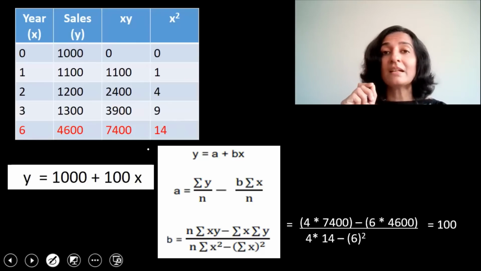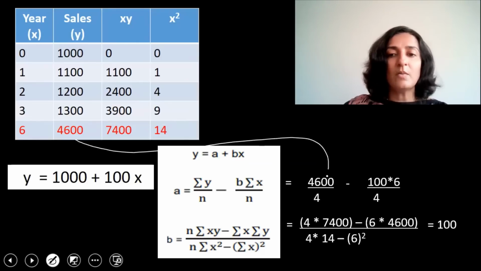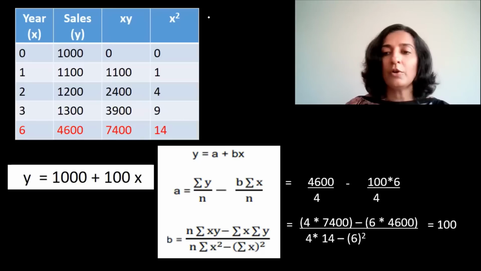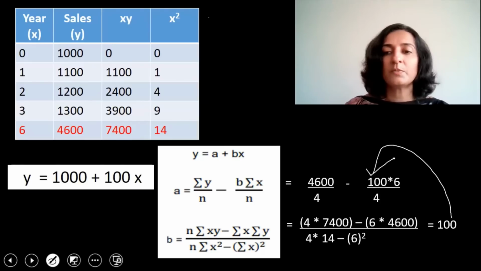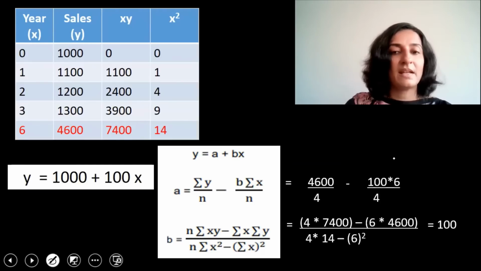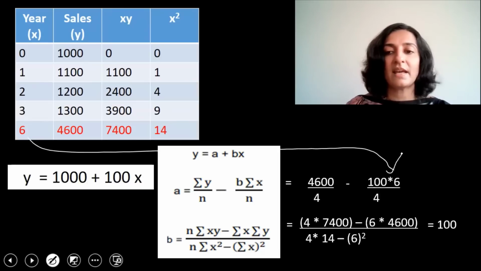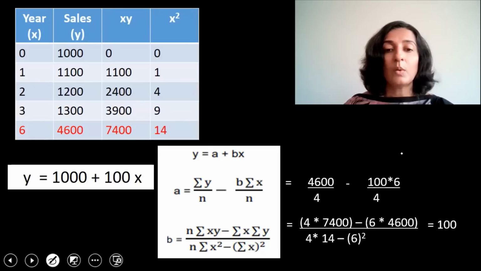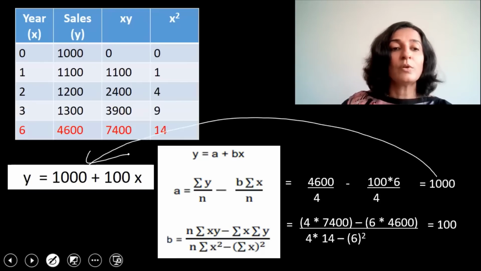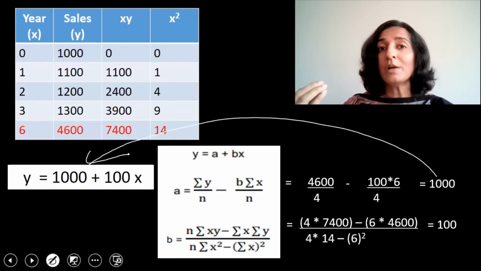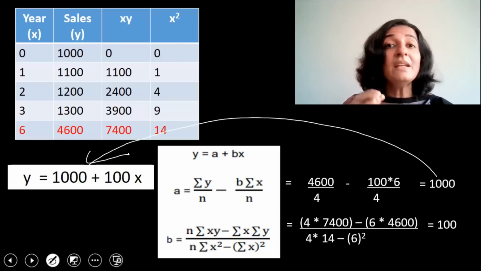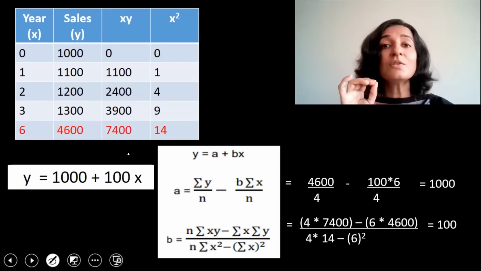Now moving on to the calculation of A. Sigma y is 4,600 divided by n, that's the number of observations, that is 4. B, we have already calculated it as 100, so we substitute the value of B as 100. And sigma x is 6 and n is again 4. We get the value of A as 1,000. So that's exactly what we have got in our trend line. So now I hope you have understood the meaning of these formulas. It is just to find out the pattern of the data.